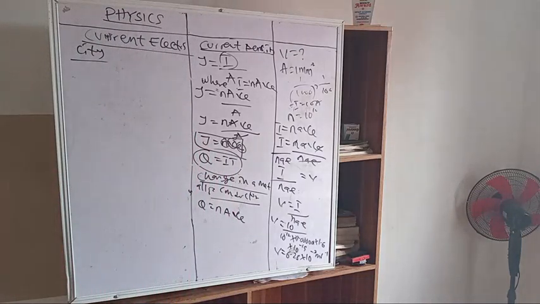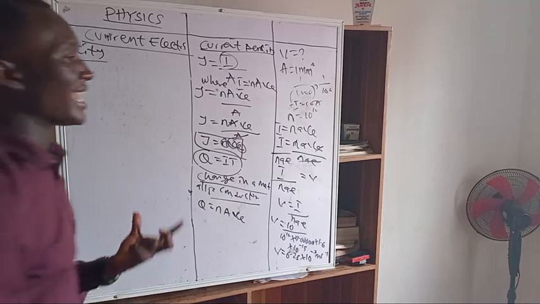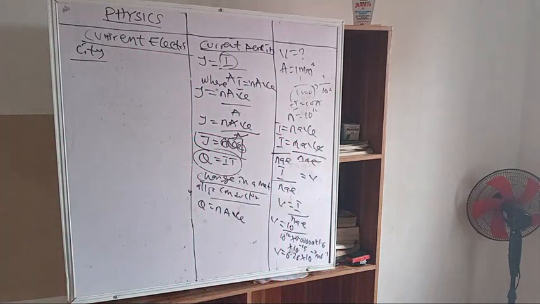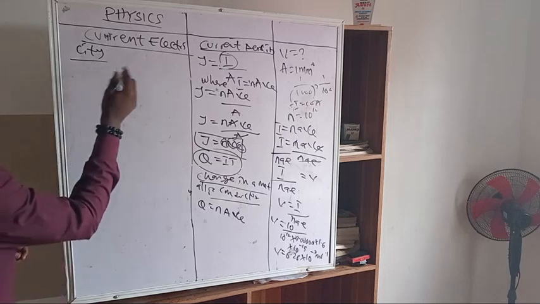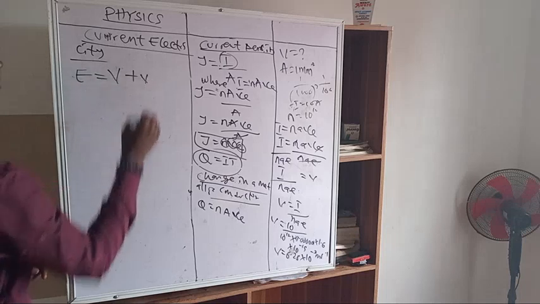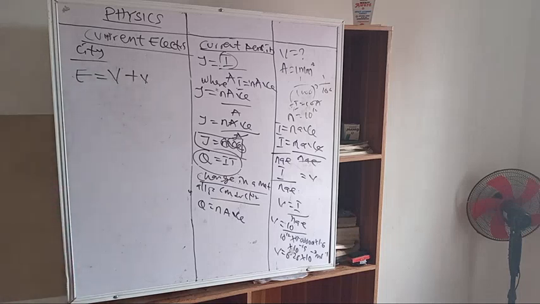So I'm defining electromotive force. What is electromotive force? EMF can also be defined as the potential difference between the external and the internal resistor of a circuit. You can either define it as the work done in moving a unit positive charge from one point to another or from one point to infinity, or you can also define it as the potential difference across the external and the internal resistor of an electric circuit.